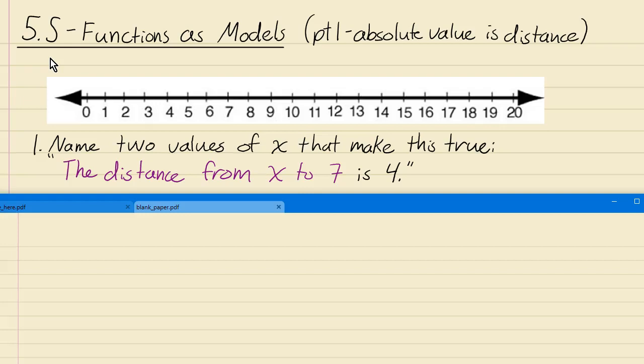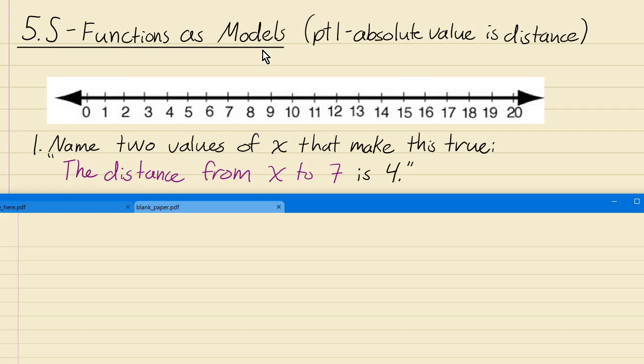Hello, and welcome to section 5.5, which is called Functions as Models. And in this section, I just want to warn you, it's kind of a weird section. It covers a bunch of different topics, and I'm not actually going to cover all of them, and you're not going to get all the different types of questions in the homework. So there's a couple things I'm skipping.